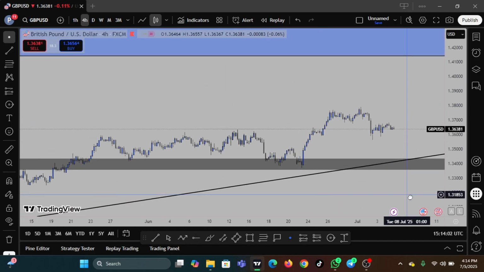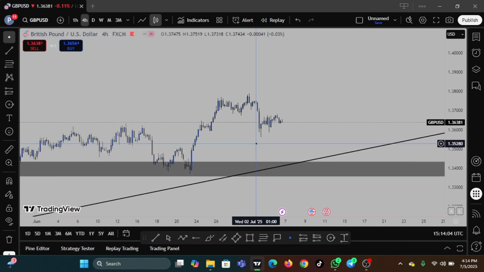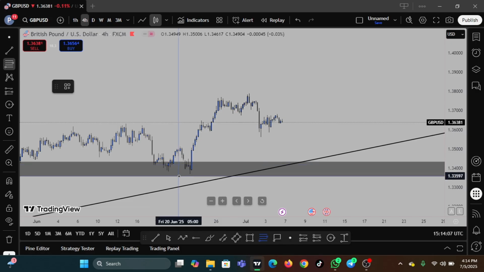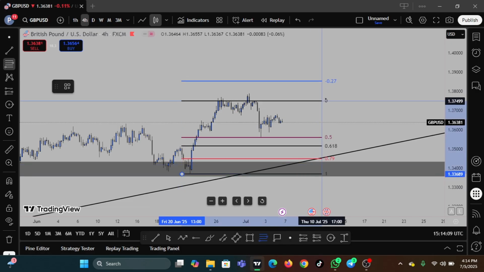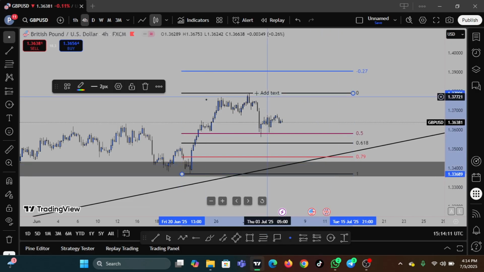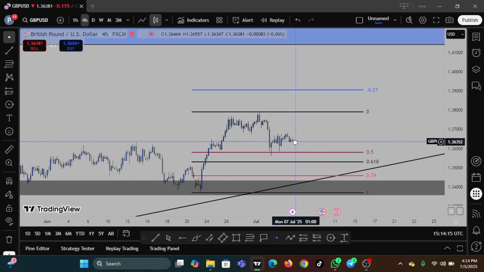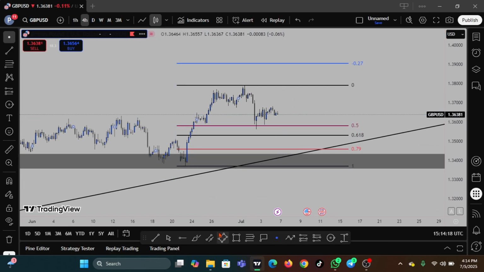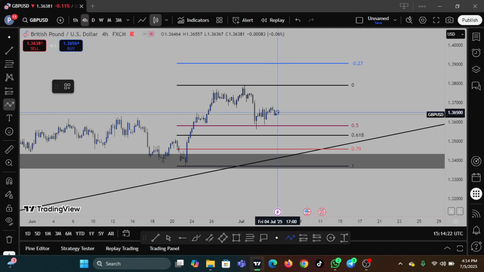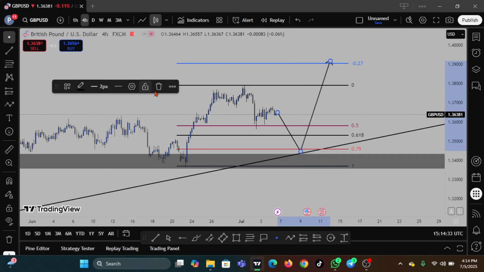I'm expecting a pullback down to the trend line. And also, we can apply our fib. So if price can come back to the golden level of this fib, let me use this too. If price can come back here, or alternatively, I will actually prefer it to come further down, maybe to this 79 level, before we have a rally to the upside.